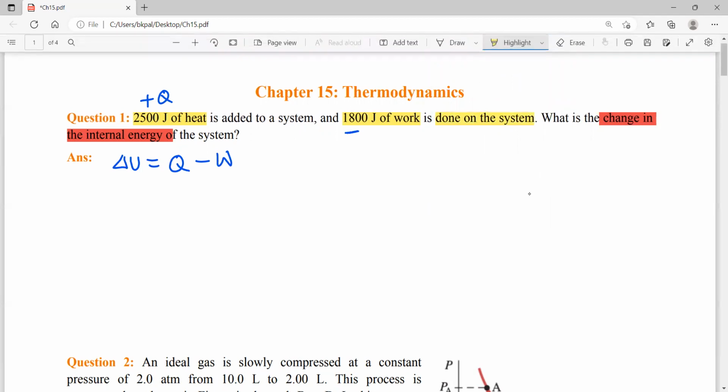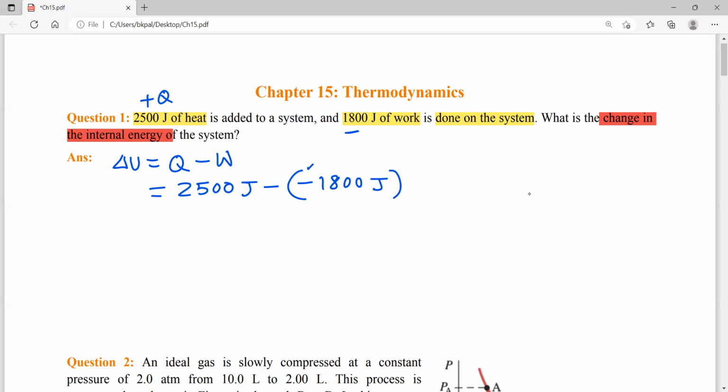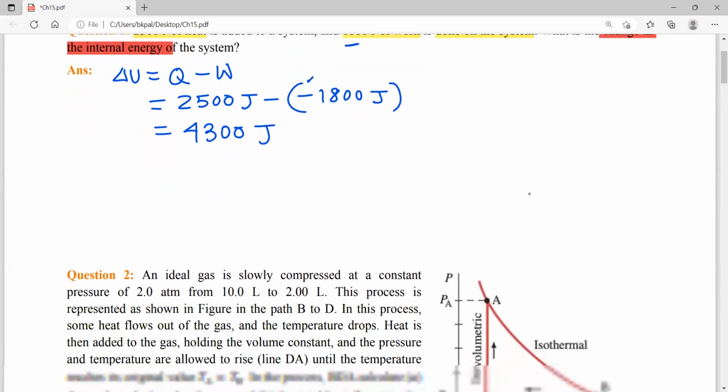So now if I plug the values correctly with the correct sign, we can determine what is the change in internal energy. So this negative sign is very important, because this work is done on the system. So the change in internal energy is this.